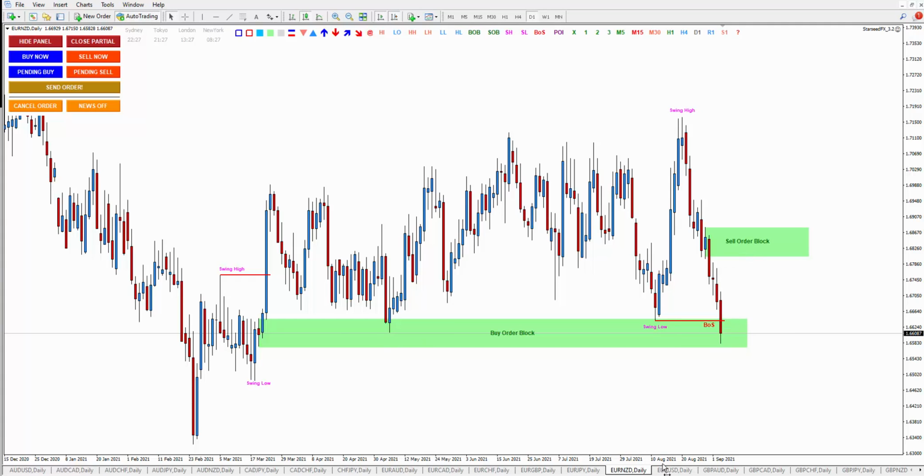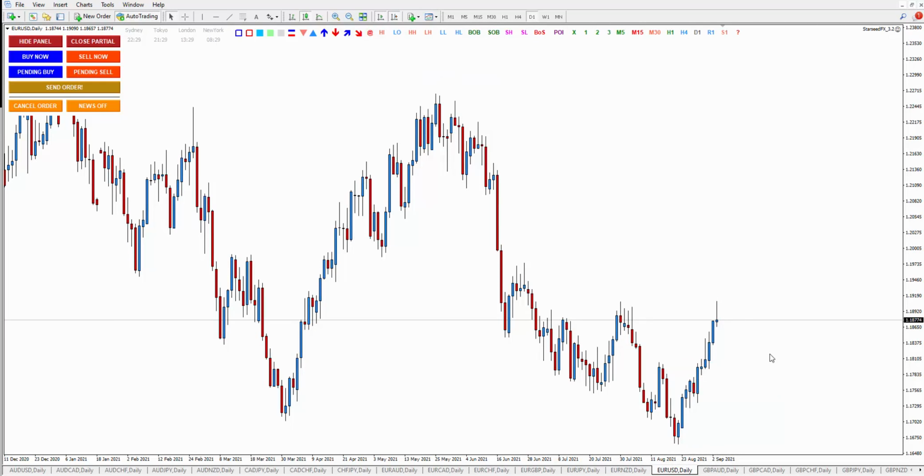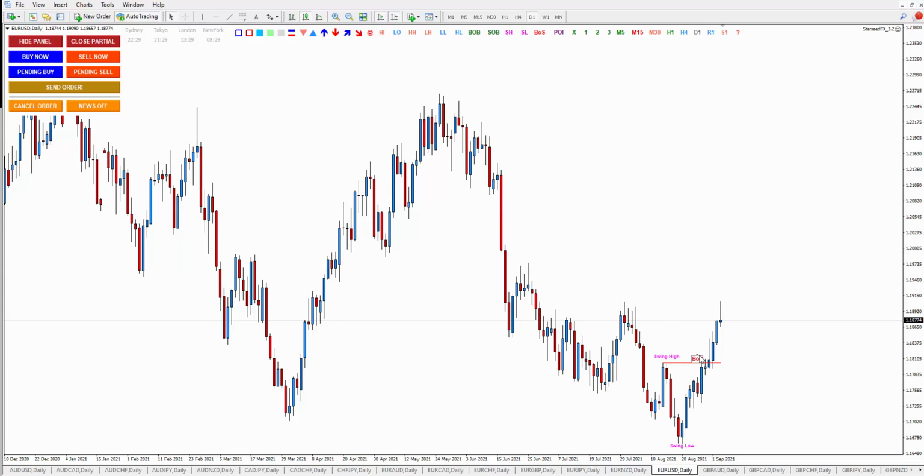Now let's go to Euro Dollar. So here is the condition of the Euro Dollar right now. This is the last breakout over here. This is our swing high. Here is a swing low. This is the break of structure, and our order block is the last bearish candle before the breakout happened. This is our buy order block.